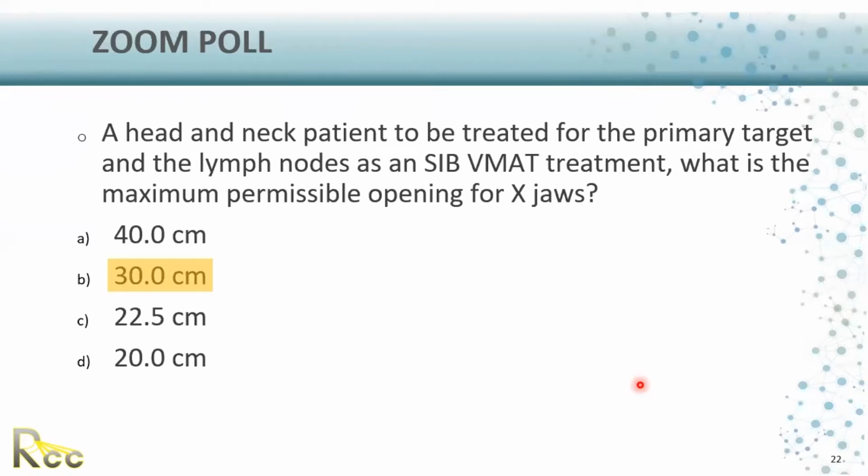Excellent. So we said this before: in order for your optimizer to work, your X jaws should not exceed 30 centimeters.